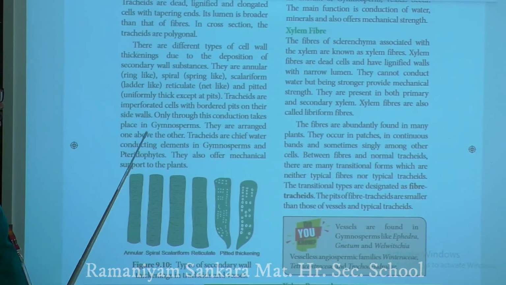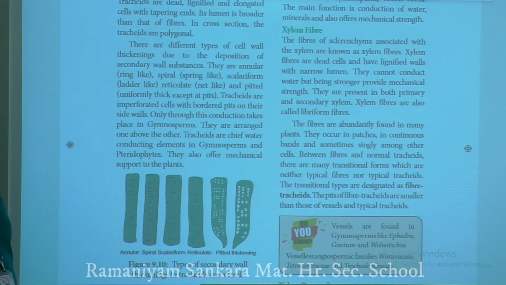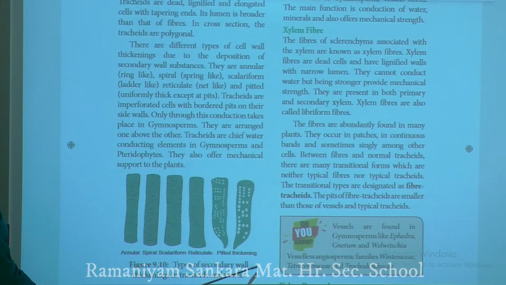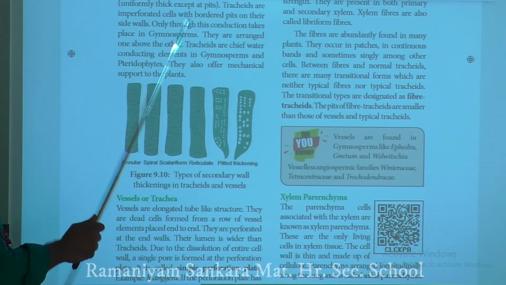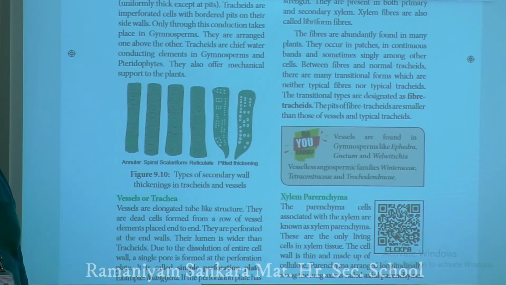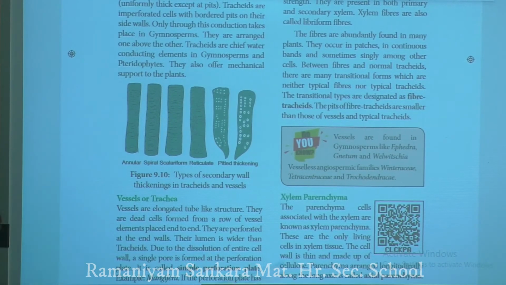Tracheids are the chief water conducting elements in gymnosperms and pteridophytes. They also offer mechanical support to the plant. So in gymnosperms and pteridophytes, tracheids are the main water conducting elements.